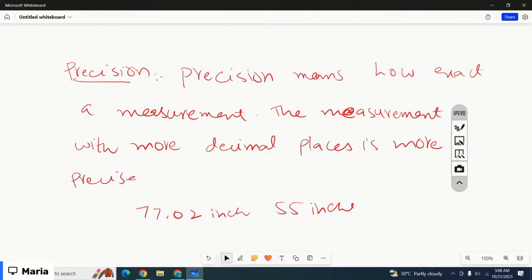The correct option is 77.02 inches, which is measured to the hundredth of an inch. A hundredth of an inch is a smaller unit than an inch, so the measurement of 77.02 inches is more precise. The one that has more decimal places is more precise. So 77.02 is more precise than 55 inches. Got it? The measurement with more decimal places is more precise.